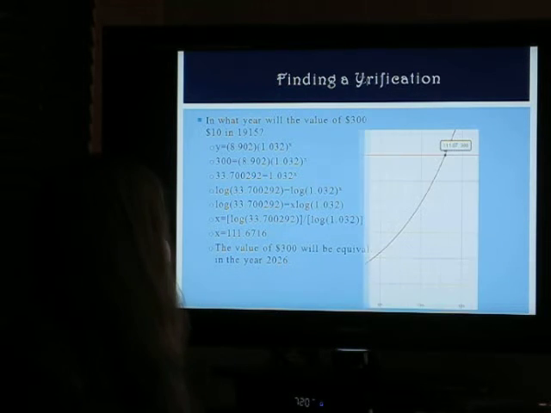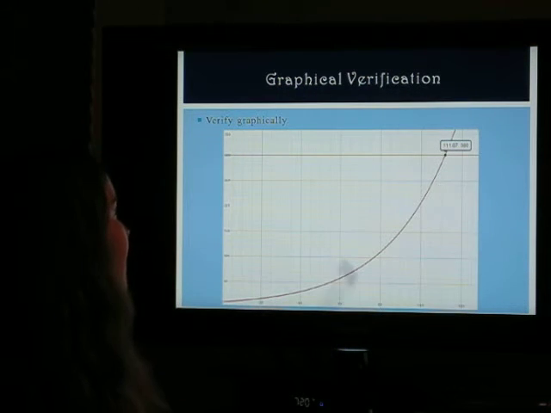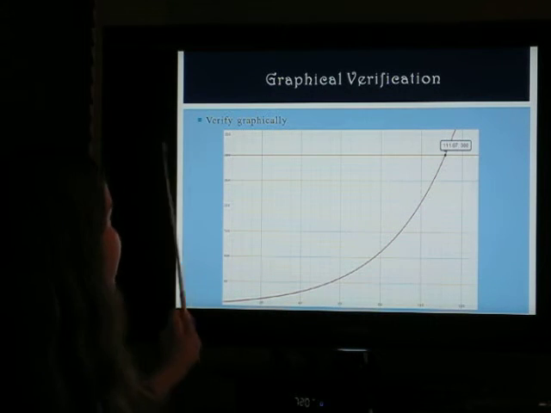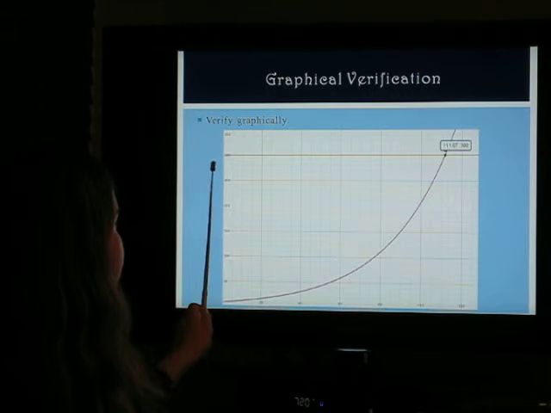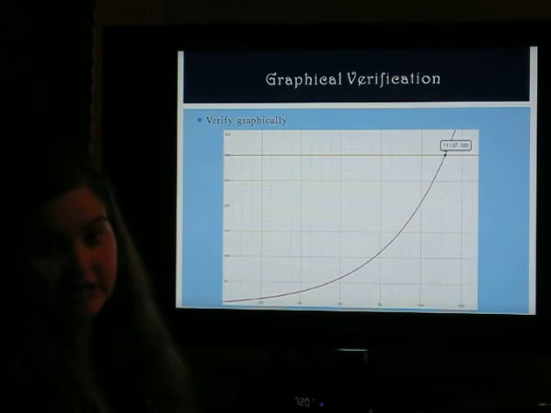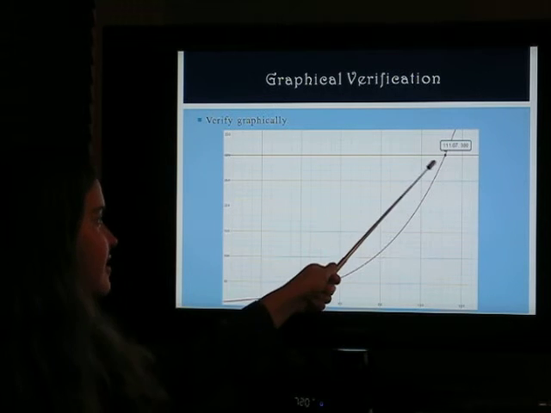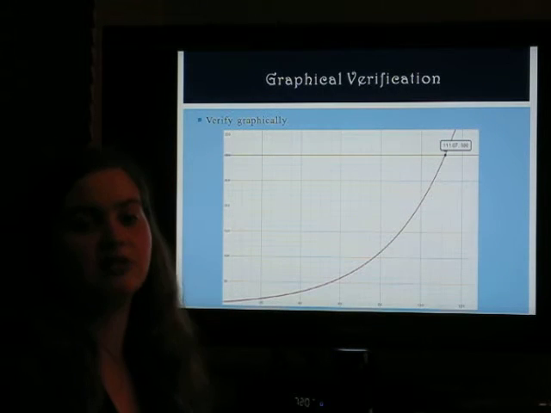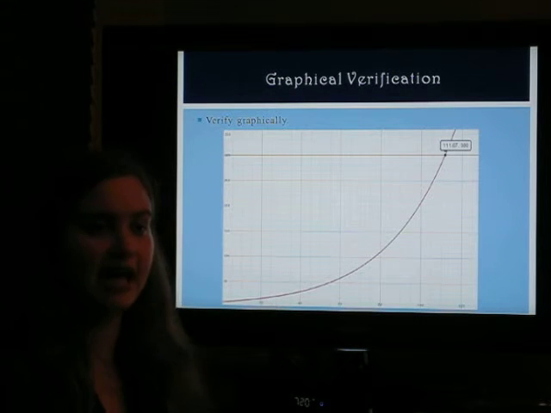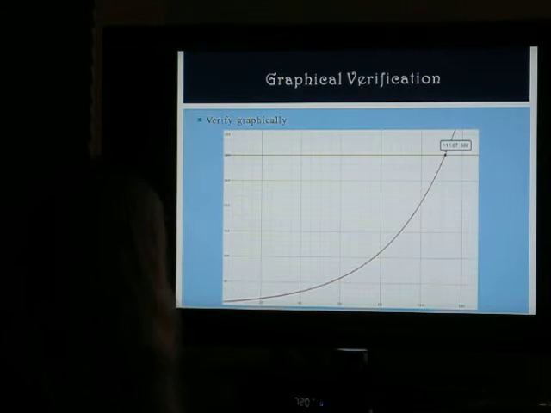And then we can verify this graphically. Here's the graph of the dollars, and then we put in y equals 300, because we know that y does equal 300, and find the intersection. And that's at x equals 111.67, which was the ultimate answer we got for x in our problem.